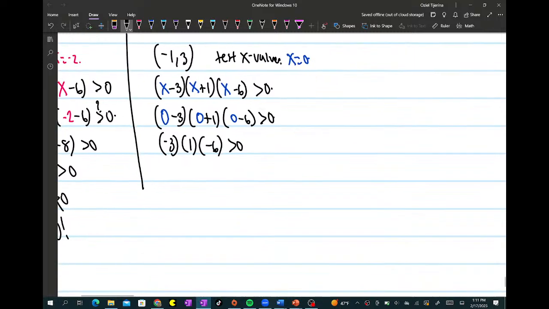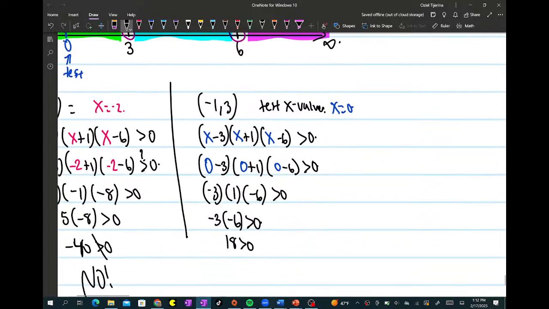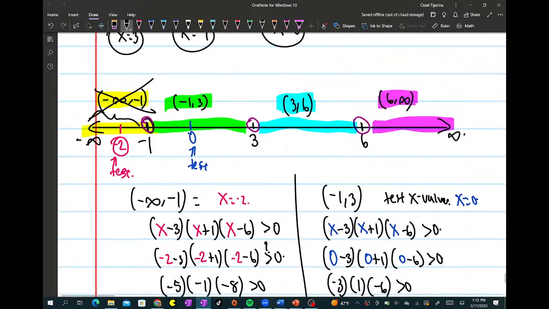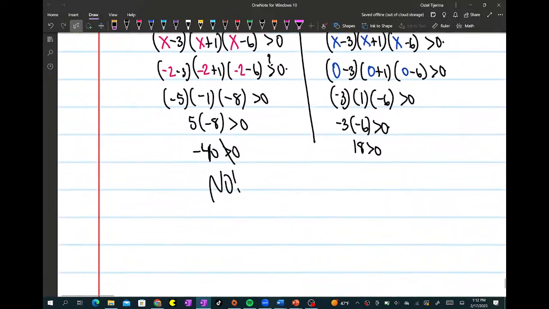So then this becomes negative 3 times negative 6 greater than 0. This becomes 18 greater than 0. This is true. So we know that from negative 1 to 3, that works. Now what about 3 to 6, right?